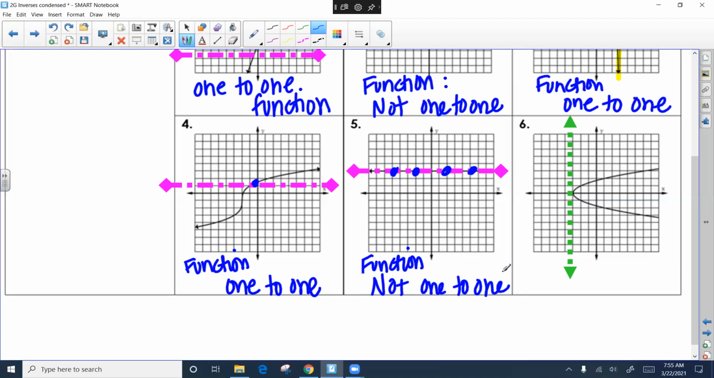All right, and then the last one, number 6. First, we want to do the vertical line test to see if this is a function. What do you guys notice on this one? Is this one a function? This one is not even a function because it doesn't pass the vertical line test. The vertical line crosses more than once. So this one is not a function.